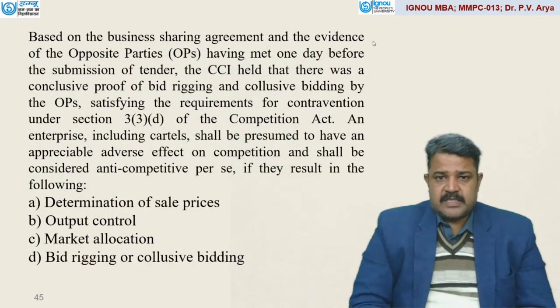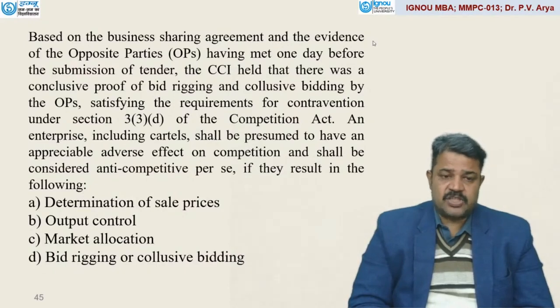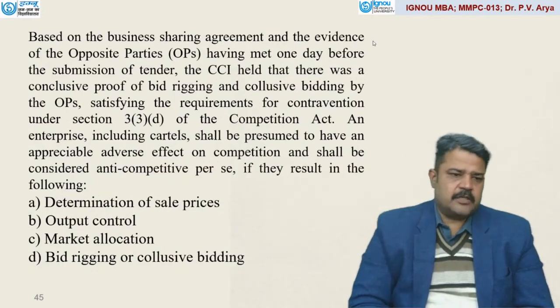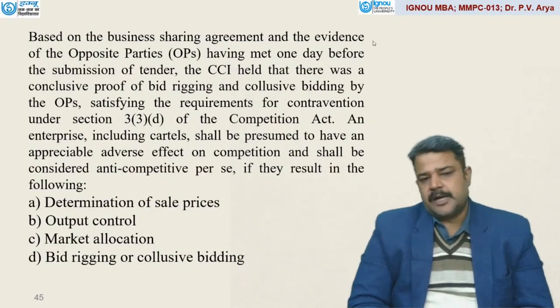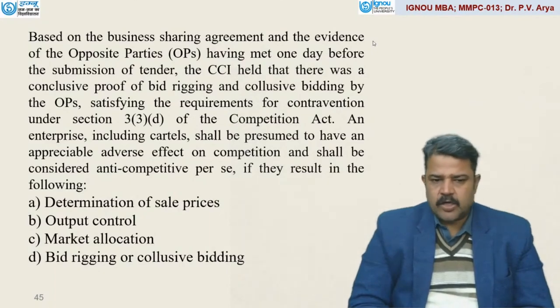Based on business sharing agreements and evidence of the opposite parties having met one day before the submission of the tender, the CCI held that there was conclusive proof of bid rigging and collusive bidding by the OPs, satisfying the requirements of contravention under subsection 3(3)(d) of the Competition Act. An agreement including a cartel shall be presumed to have an appreciable adverse effect on competition and shall be considered anti-competitive per se, if they result in the following conditions: determination of sale prices, output control, market allocation, bid rigging or collusive bidding.